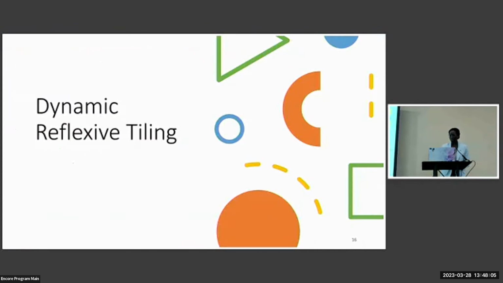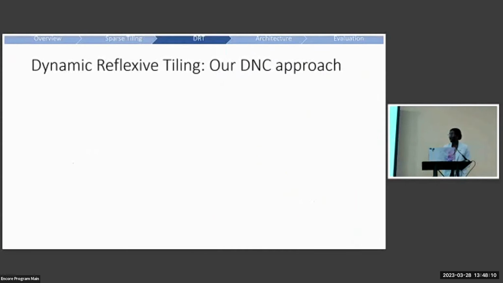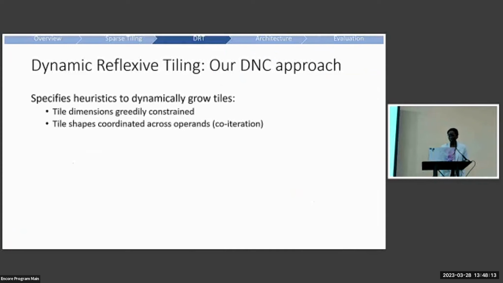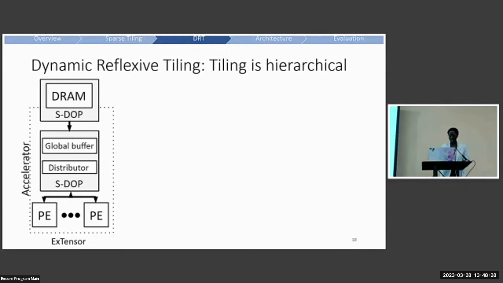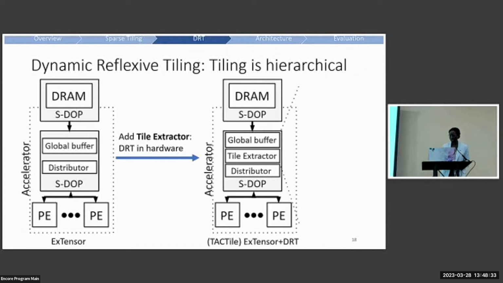So to address this, we propose an algorithmic framework which we call dynamic reflexive tiling. In this algorithm, we simplify the search process by specifying heuristics to greedily grow tiles, 1 dimension at a time, according to the data flow. The tile shapes are coordinated across operands. The system we're working with is an ExTensor-like accelerator, where we added a hardware unit, the tile extractor, which implements DRT in hardware to further speed up the process of finding the best tile shapes. For further details on this, please check out our paper.